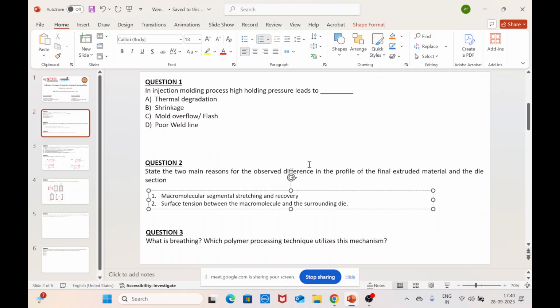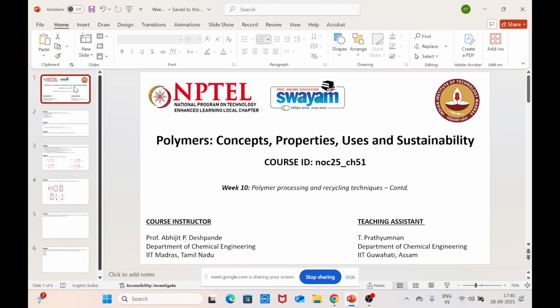So apart from this, we have what we discussed as the post extrusion operations. In that you have three different operations: one is stretching, another is rolling, and another is blowing.